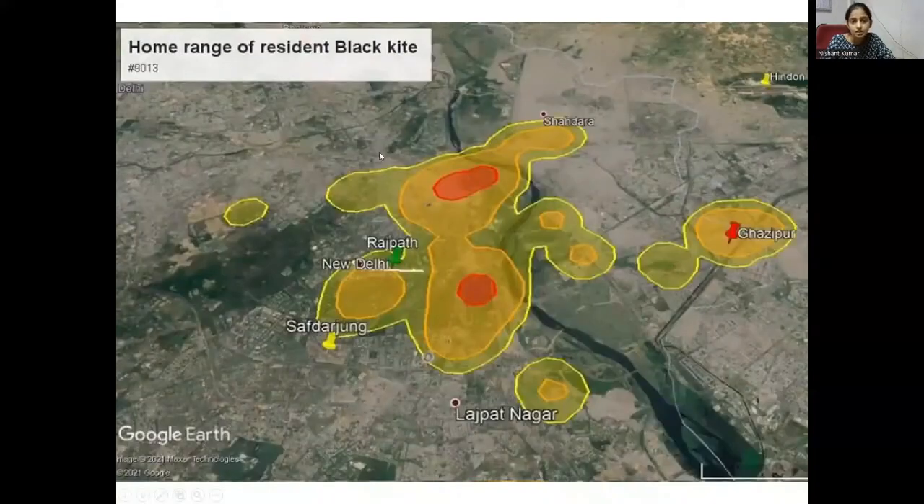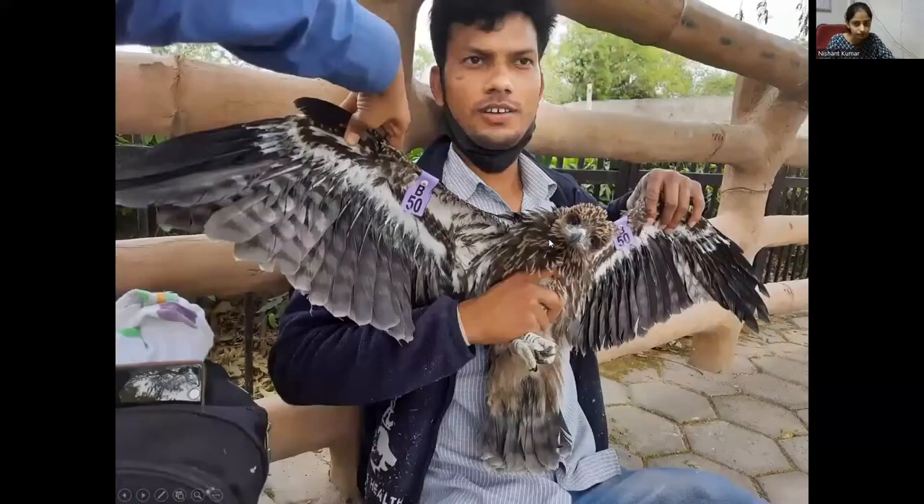And for the resident breeders, which were followed throughout the year within Delhi itself, the red parts again were the areas during its breeding season where it was nesting and where it was foraging. So very predictable and very restrictive movements during its breeding season, but outside of the breeding season, it had a larger home range. Since tags are expensive, we haven't had the opportunity to tag them in large numbers to justify the sample size.